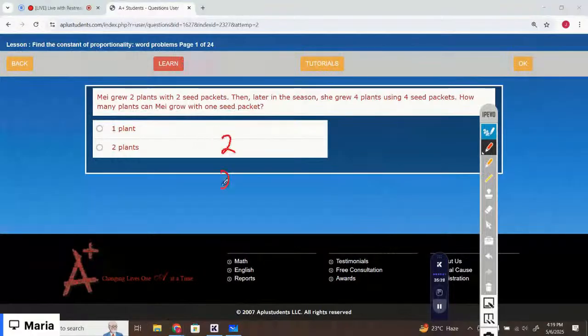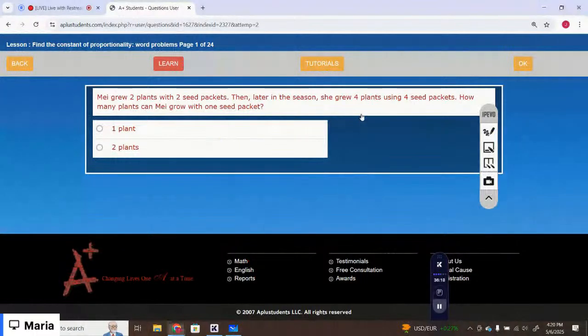So two plants with two seed packs and four plants with four seed packs. You have to do y divided by x, that is 2 divided by 2 and 4 divided by 4. So that is 1. So that means with one seed pack, she can grow one plant. Option number one is the correct option. That is one plant.